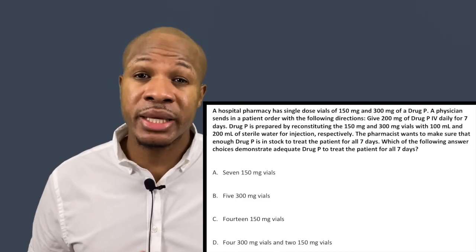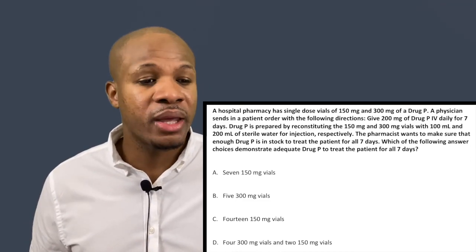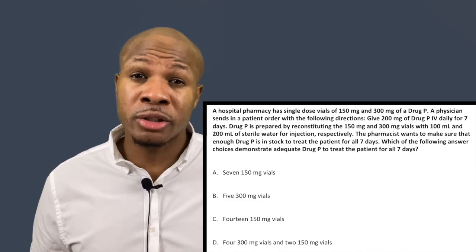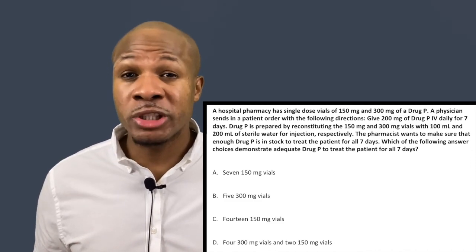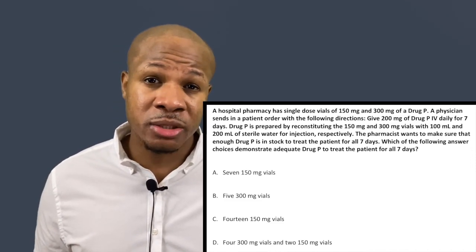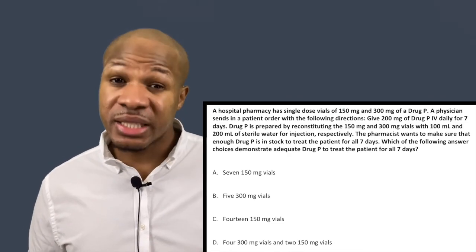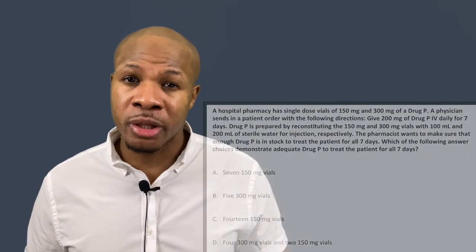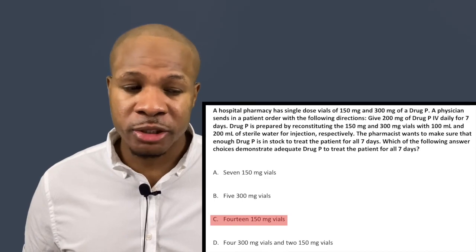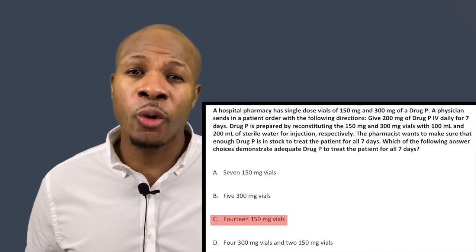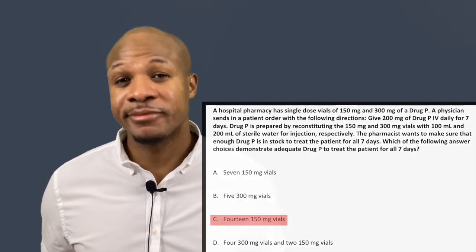Okay, so let's go ahead and look at the answer choices to see which one will be correct. A says 7 vials of the 150 milligram vials. All right, we just said that would be incorrect because we would need 14 of those, right? And C says 14 of the 150 milligram vials, and that would be the correct answer. But C, 14 of the 150 milligram vials. Okay? All right, so those are 2 types of trick questions.